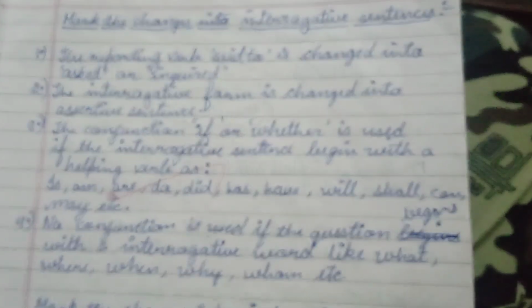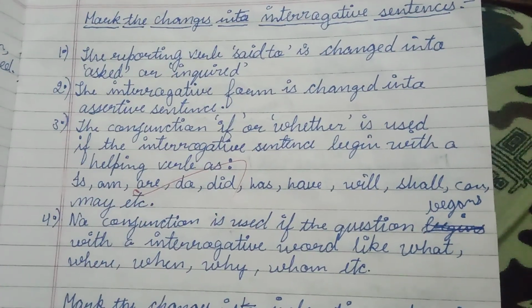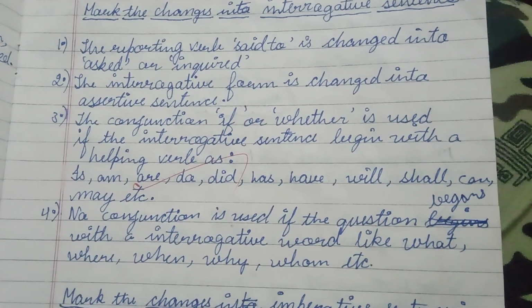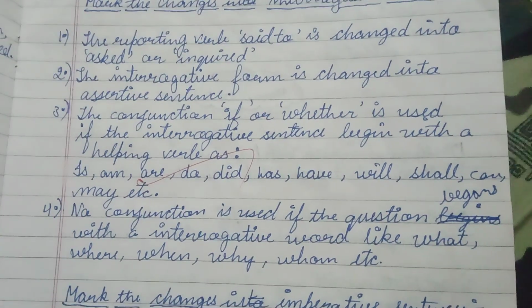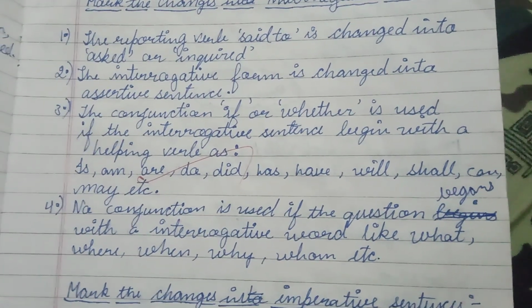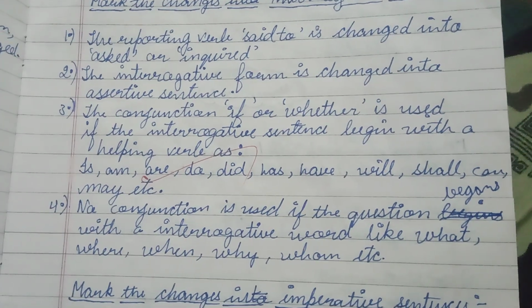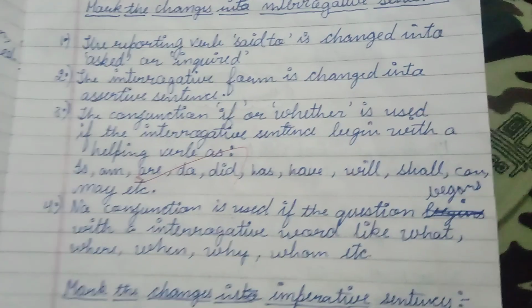Now, fourth rule under interrogative says no conjunction is used if the question begins with an interrogative word like what, where, when, why, whom, etc. So if we have a questioning word in the direct speech, then in indirect speech we will directly say that speech as the reported speech without using any conjunction.